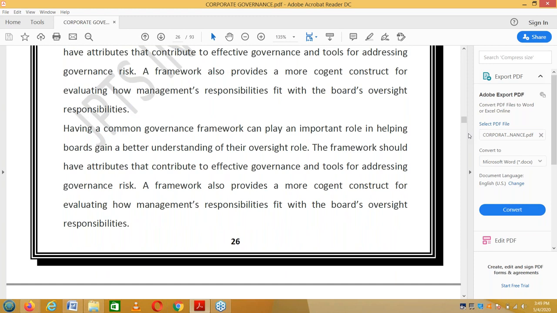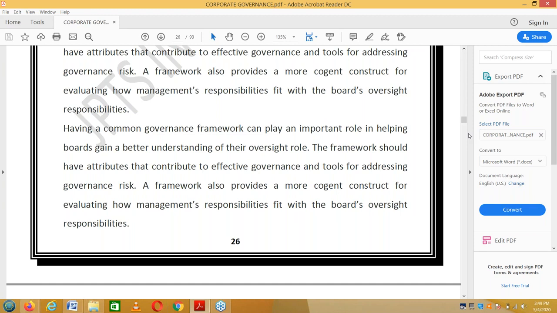There might be some roles that are not clear enough. Having a corporate governance framework will help each board member to understand their work. It helps them to understand their responsibility better.